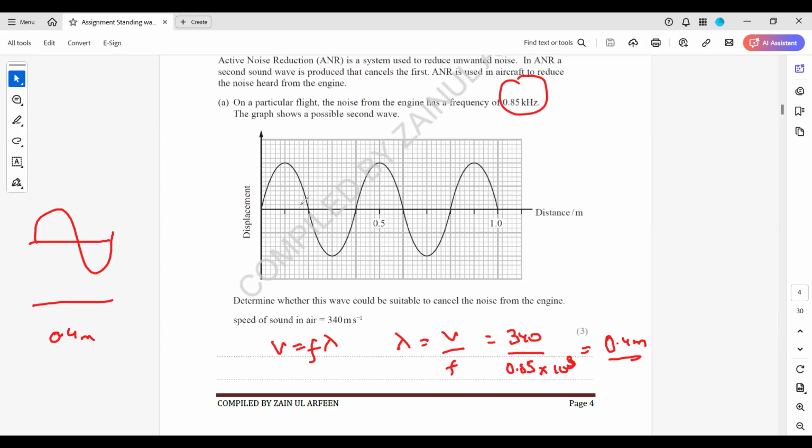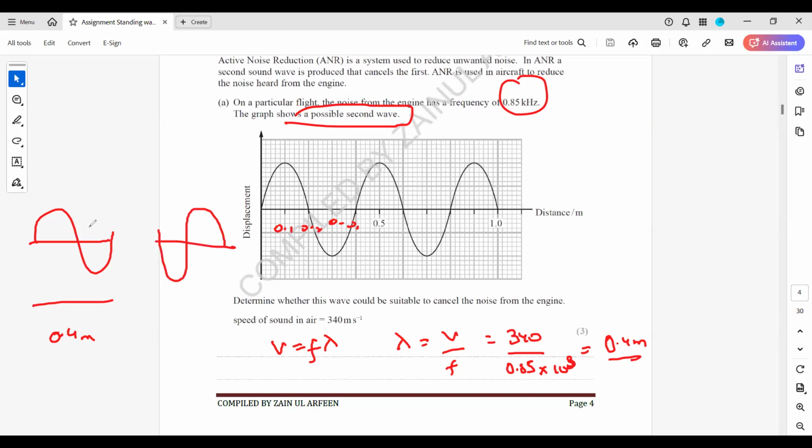What is the wavelength of this wave which we are producing to cancel out the noise? So this is 0.1, this is 0.2, 0.3 and 0.4. So that is also 0.4. So the same wavelengths are there. So this wave is suitable.